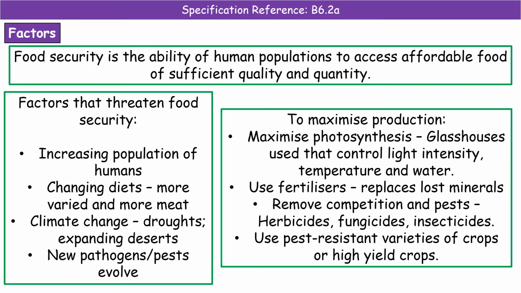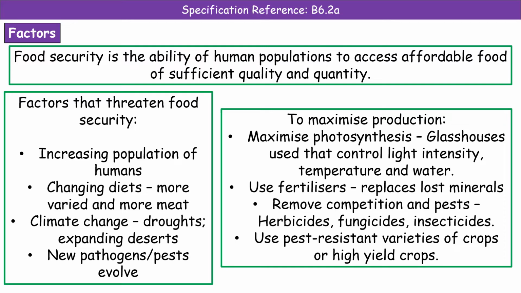In terms of what we can do to try to maximize our food production. First one, if we're talking growing plants, maximize photosynthesis. We tend to use these big greenhouses. They sometimes refer to them as glass houses, same thing as a greenhouse. And by doing that, we can control light intensity, temperature, water, everything is perfectly controlled to give them maximum photosynthesis.